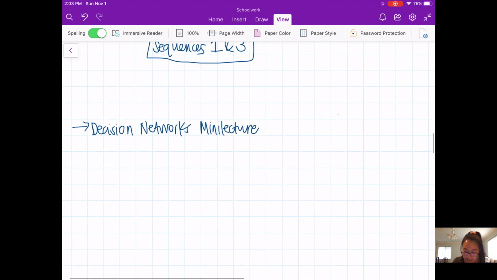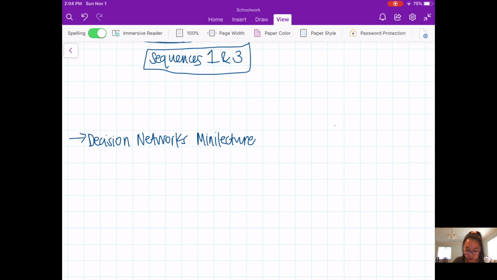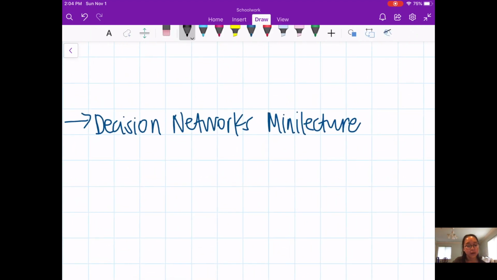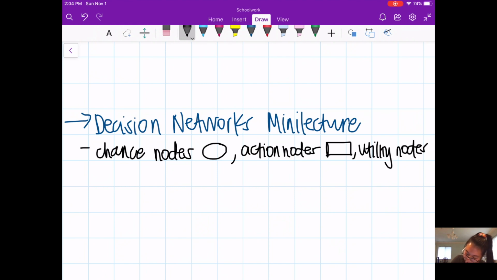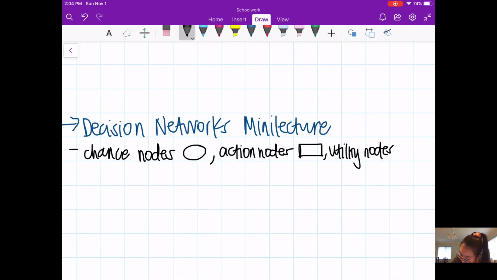Now we are going to talk more about decision networks, and we are going to start with a quick mini lecture before diving into the actual problem. With decision networks, we have a different graphical representation, specifically a mixture of chance nodes, which are denoted with an oval, action nodes, which are denoted with a square or rectangle, and action nodes are nodes that we are in complete control over because we can distinctly take them, unlike chance nodes. The last kind is utility nodes, which are usually represented as a diamond.